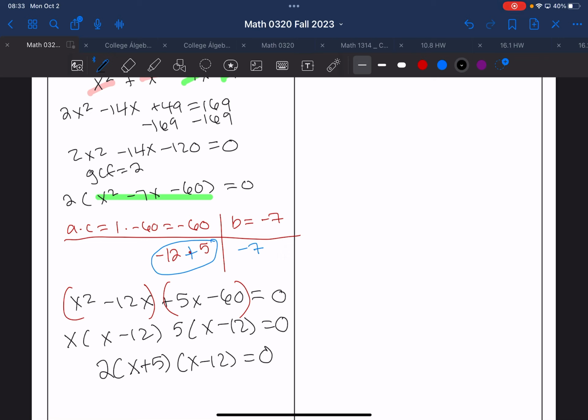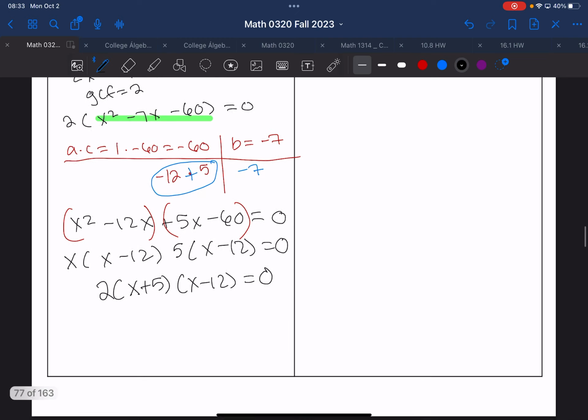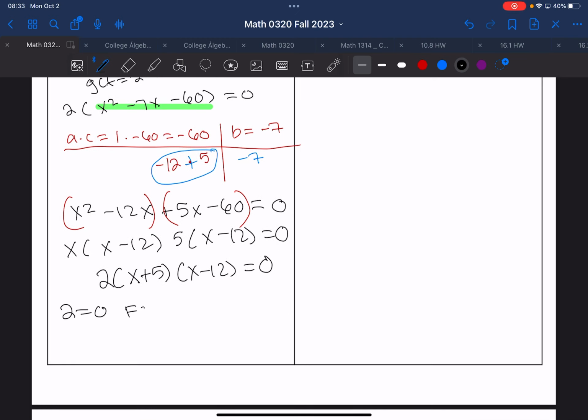Now that I have everything there and everything factored, what am I doing to each part? Setting it equal to 0. So 2 equals 0, that's false. That doesn't work. X plus 5 equals 0 gives me x is equal to negative 5. And x minus 12 equals 0 gives me that x is equal to 12. There's only one possible answer here because we're talking about length. So which one are we crossing out? The negative 5, because we can't have negative length. So that means we have x equals 12.